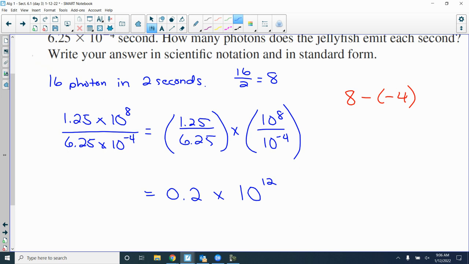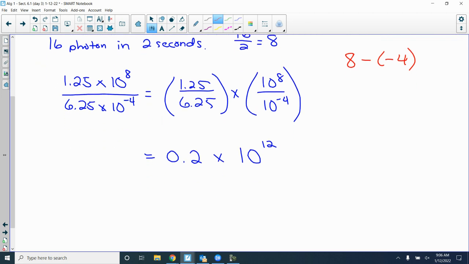All right, now it says, write your answer in what form? In scientific notation. We are really close. Can anybody tell me why that's not scientific notation? There's one itty bitty thing wrong with this answer. Does anybody know why? Zach? Because it's a decimal. It can be a decimal, but this number has to be between 1 and 10. And it's not. Now, how do I make it between 1 and 10?